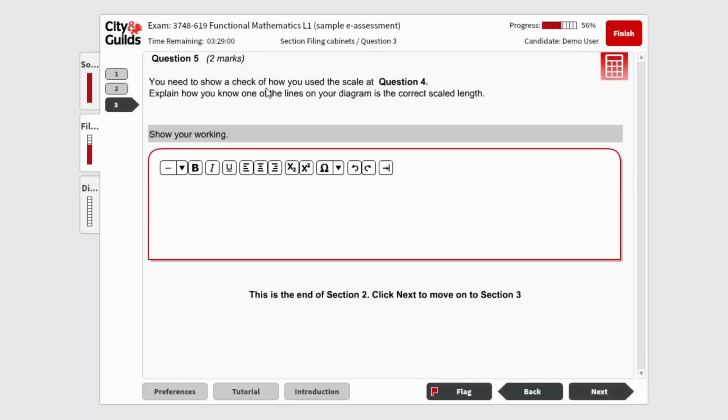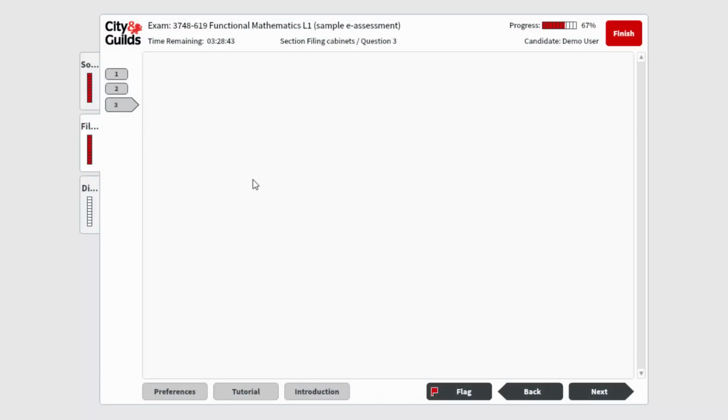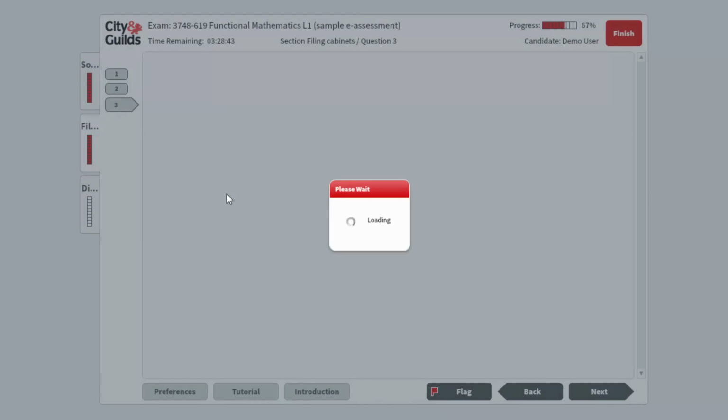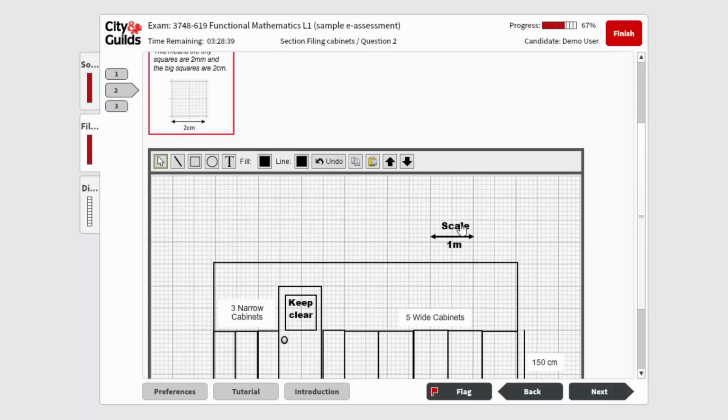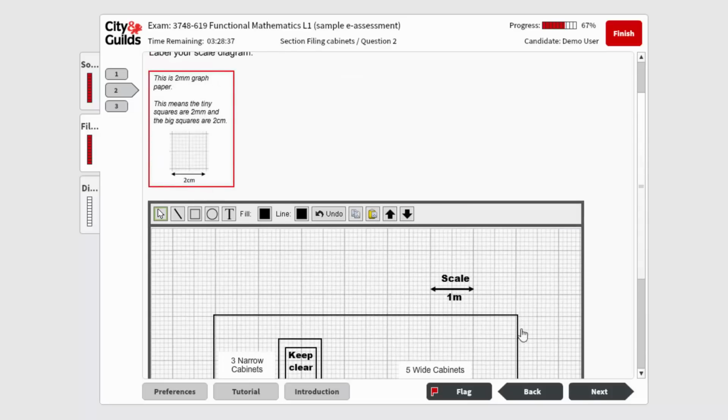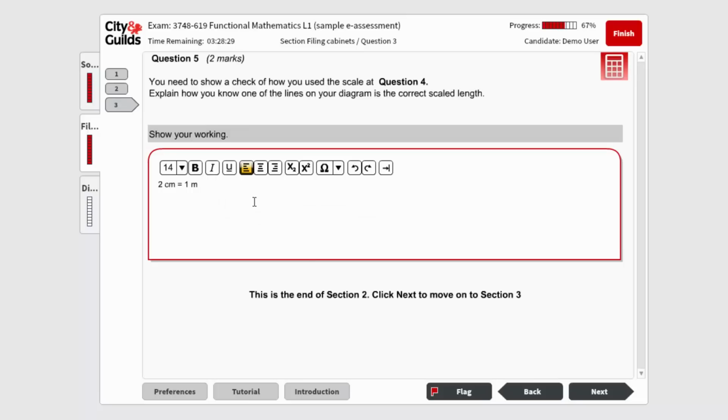So the next question is how do we show a check of the scale that we use in question 4? Explain how you know one of your lines and diagrams is the correct scale length. So what I explained at the start, it tells us that the graph paper, one of those large squares, is 2 centimeters wide. It also tells us that the scale is, across one of the large squares, equal to 1 meter. So just to show you, scale 1 meter, and the distance between those two lines is 2 centimeters. Okay, so we can say that every 2 centimeters of graph paper is equal to 1 meter.